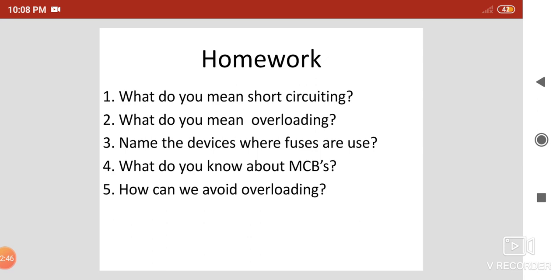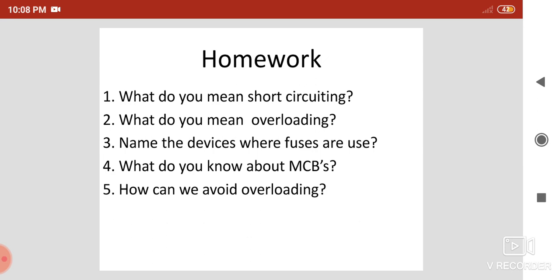So dear students, in this video we have learned about short circuiting as well as overloading. We can avoid overloading, and also we can avoid short circuiting. To avoid short circuiting, there must be a regular checkup of the wires. The wires should not be bare. If bare wires are there, we have to call electricians and replace such wires.